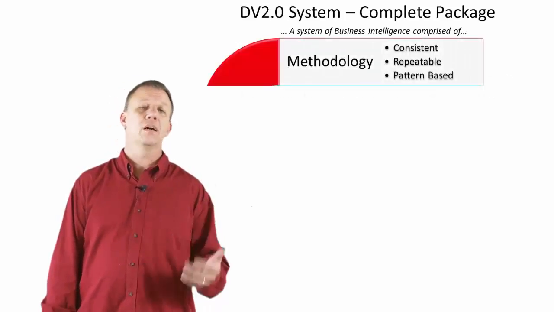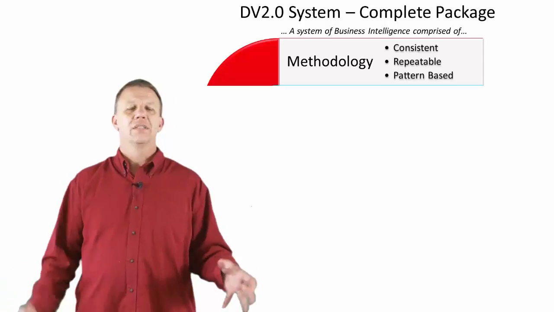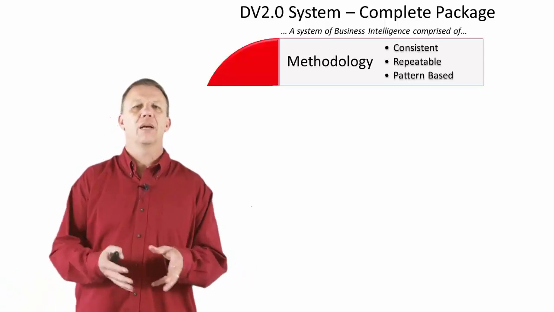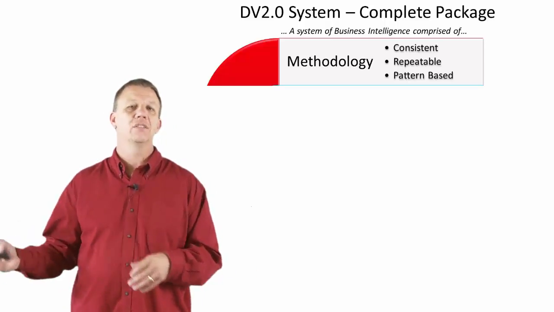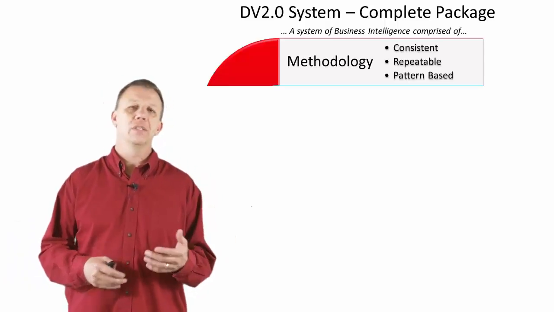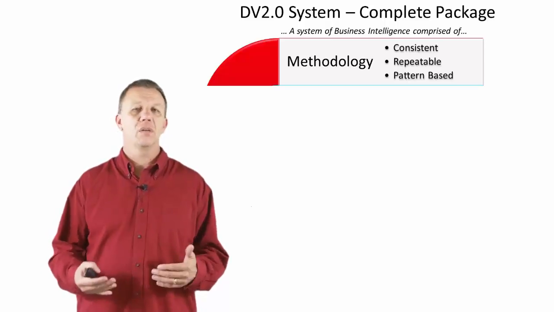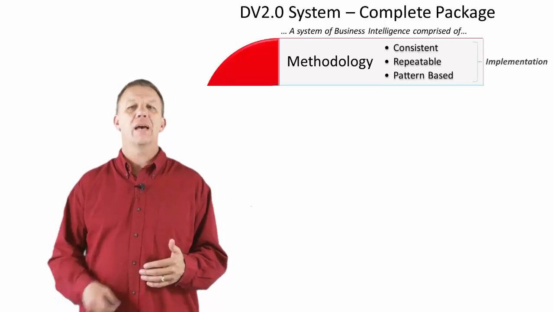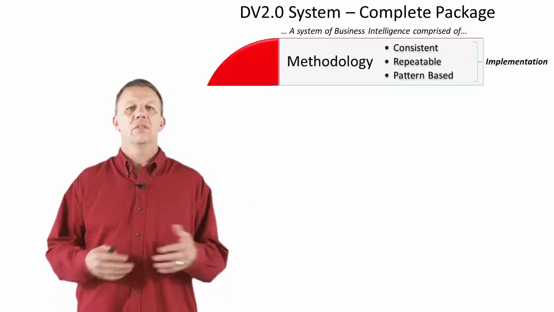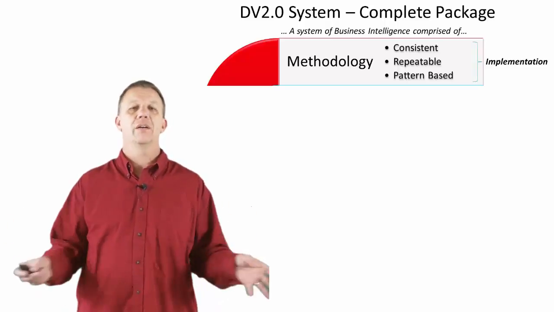So let's start out with what is Data Vault 2.0. Data Vault 2.0 is a complete package from soup to nuts to help you build your enterprise data warehousing and business intelligence solution. And we start out with the methodology. We define the methodology in such a way that it's consistent, repeatable, and pattern-based, all the way down to the implementation level, so that there are standards that govern the entire process and entire build.